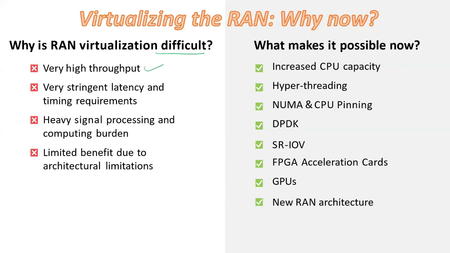Very stringent latency and timing requirements in case of 5G, right? In 5G, we have very high throughput requirements, very stringent latency and timing requirements, and heavy signal processing, and limited benefit due to architectural limitation. But nowadays, it's possible to have virtualized RAN because we have many things available, right?